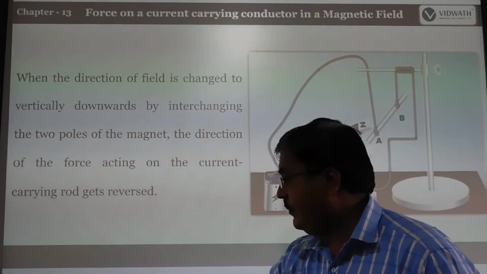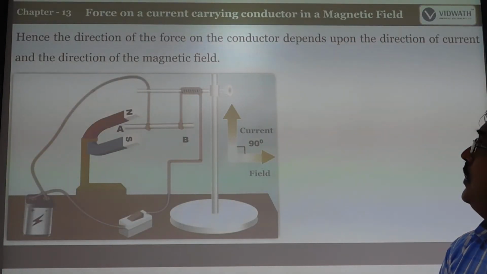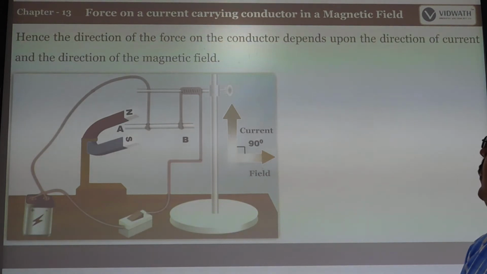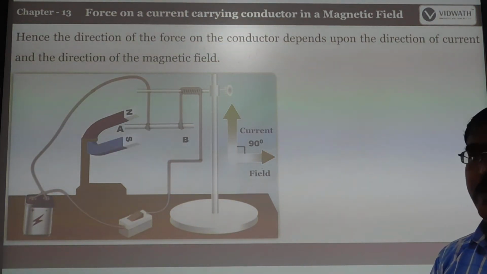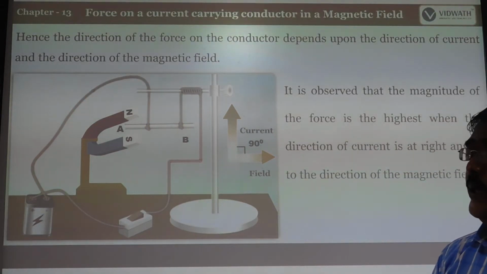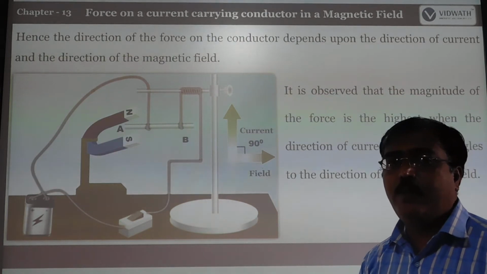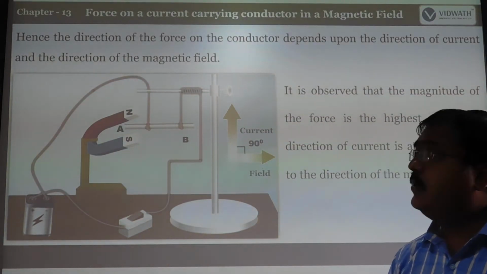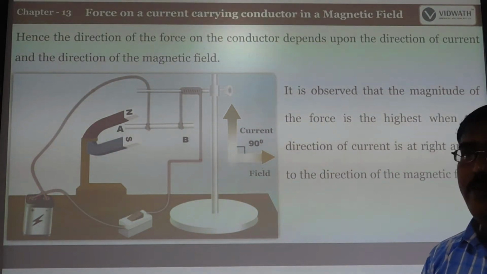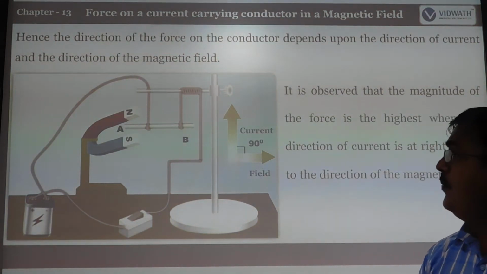Hence, the direction of the force on the conductor depends upon the direction of the current and also the magnetic field. In this experiment, we can conclude that the force on the conductor depends upon the direction of the magnetic field we apply, and also the direction of the current.